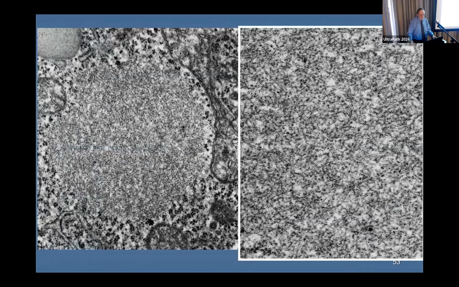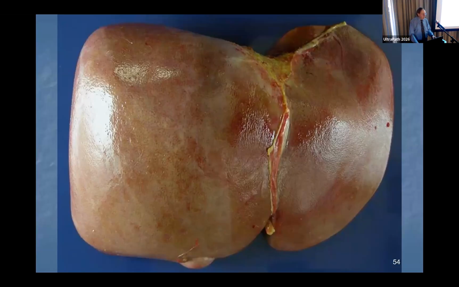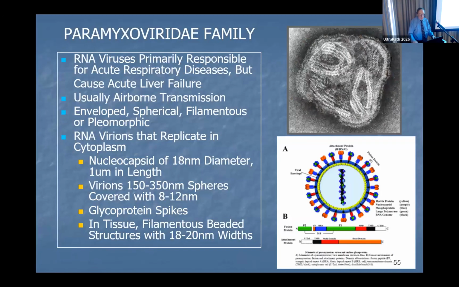And this one's a little bit higher power. Unfortunately, I don't have a micron bar on this, but it still has that filamentous beaded look to it. These are about 18 to 20 nanometers in size. And overall, this is the liver that was explanted. And overall, this still fits into the paramyxoviridae family.